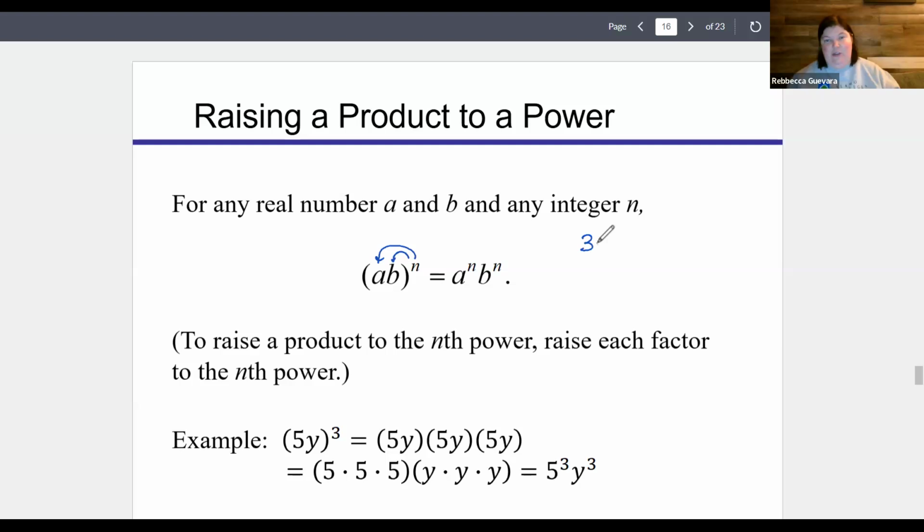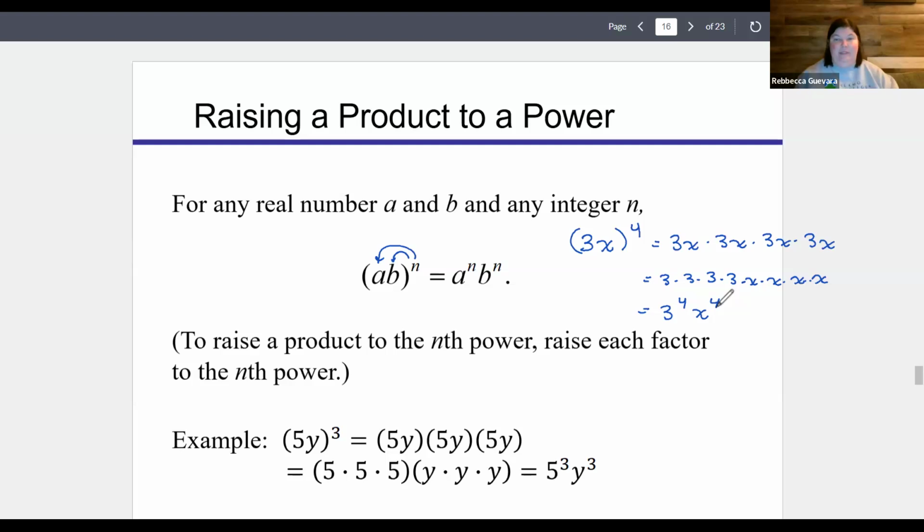So let's say we had 3x and we raised that to the power of 4. Well, that's just 3x times 3x times 3x times 3x. So if we put all our 3's together, and then put all our x's together, then we're going to get 3 to the power 4 and x to the power 4. So like I said, we could just cut to the chase and just go, oh, I could just distribute this power across.